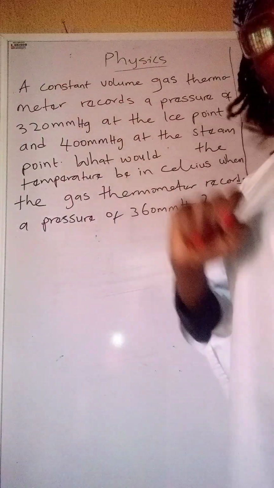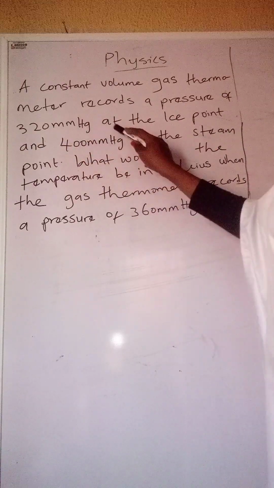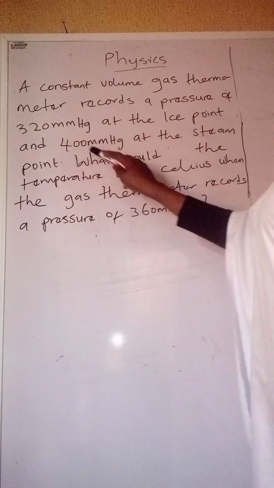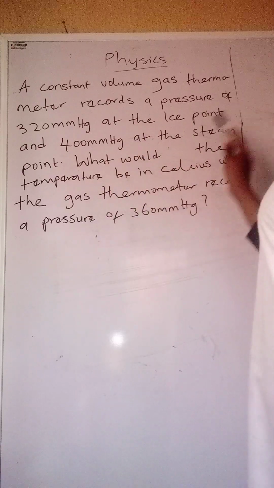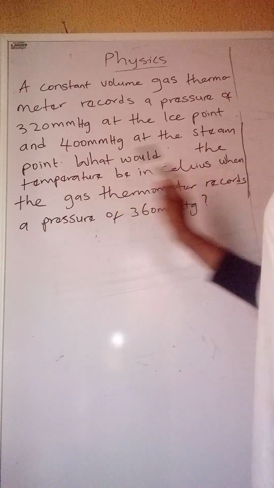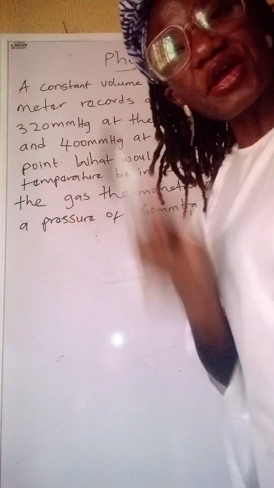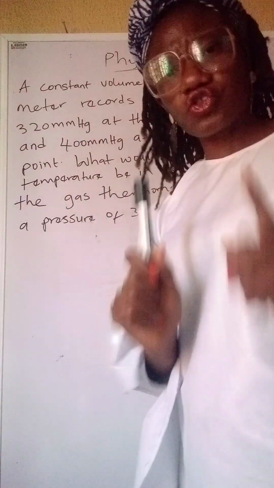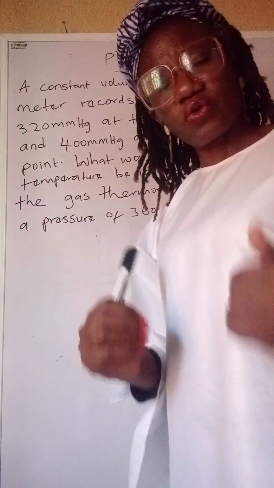A constant volume gas thermometer records a pressure of 320 millimeter mercury at the ice point and 400 millimeter mercury at the steam point. What would the temperature be in Celsius when the gas thermometer records a pressure of 360 millimeter mercury? So from the question, you will always have a clue of how to go about the question.